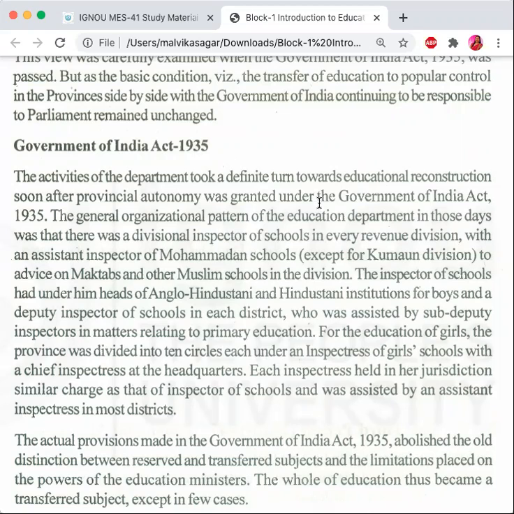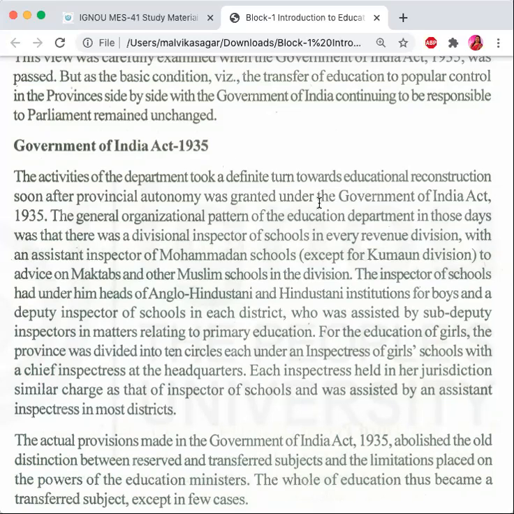The inspector of schools had under him heads of Anglo-Hindustani and Hindustani institutions for boys, and a deputy inspector of schools in each district, who was assisted by sub-deputy inspectors in matters relating to primary education. For the education of girls, the province was divided into 10 circles, each under an inspectress of girls' schools, with a chief inspectress at the headquarters.